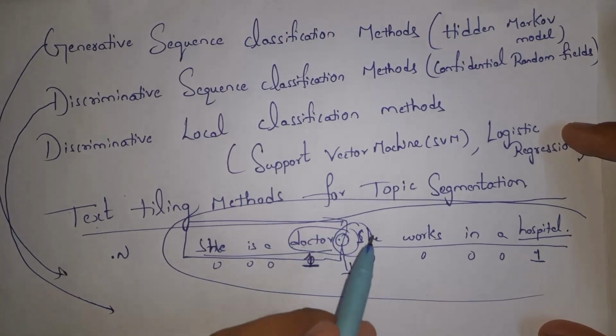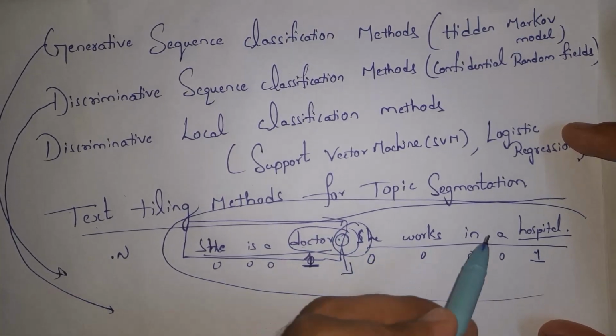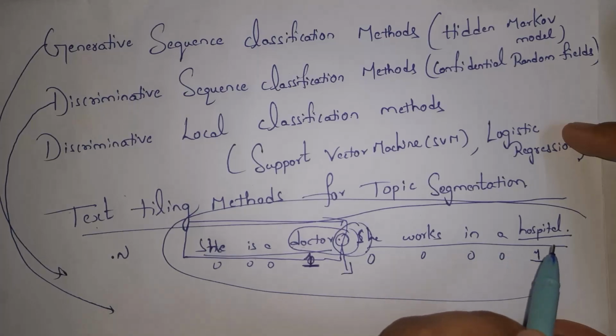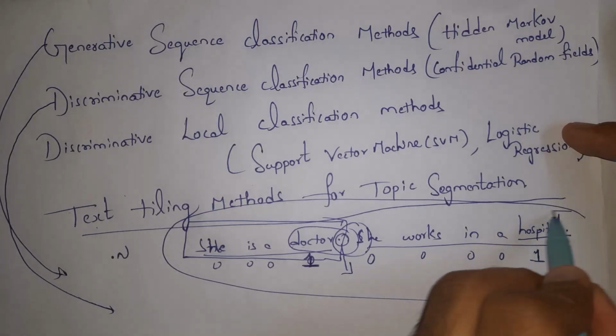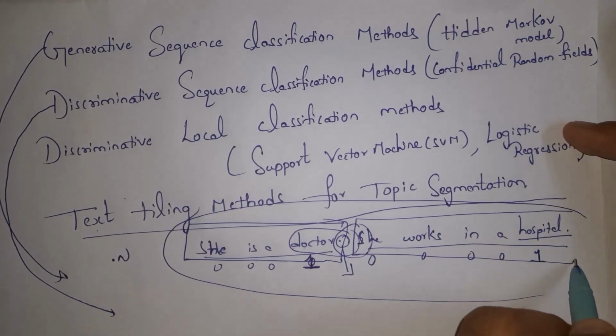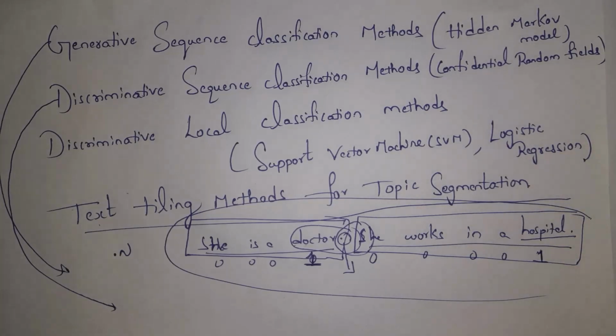So this particular part is considered the end of the sentence. And next, she, probability 0, works 0, in 0, a 0. And the hospital, after hospital there is a full stop, so here probability is 1. So this part is considered the other sentence. So by using various kinds of examples, that is by using the training data set, this model is trained. This model will understand probability and then decide whether it is the end of the sentence or not. That is nothing but whether there is a boundary or not. One example of a generative sequence classification method is the hidden Markov model.